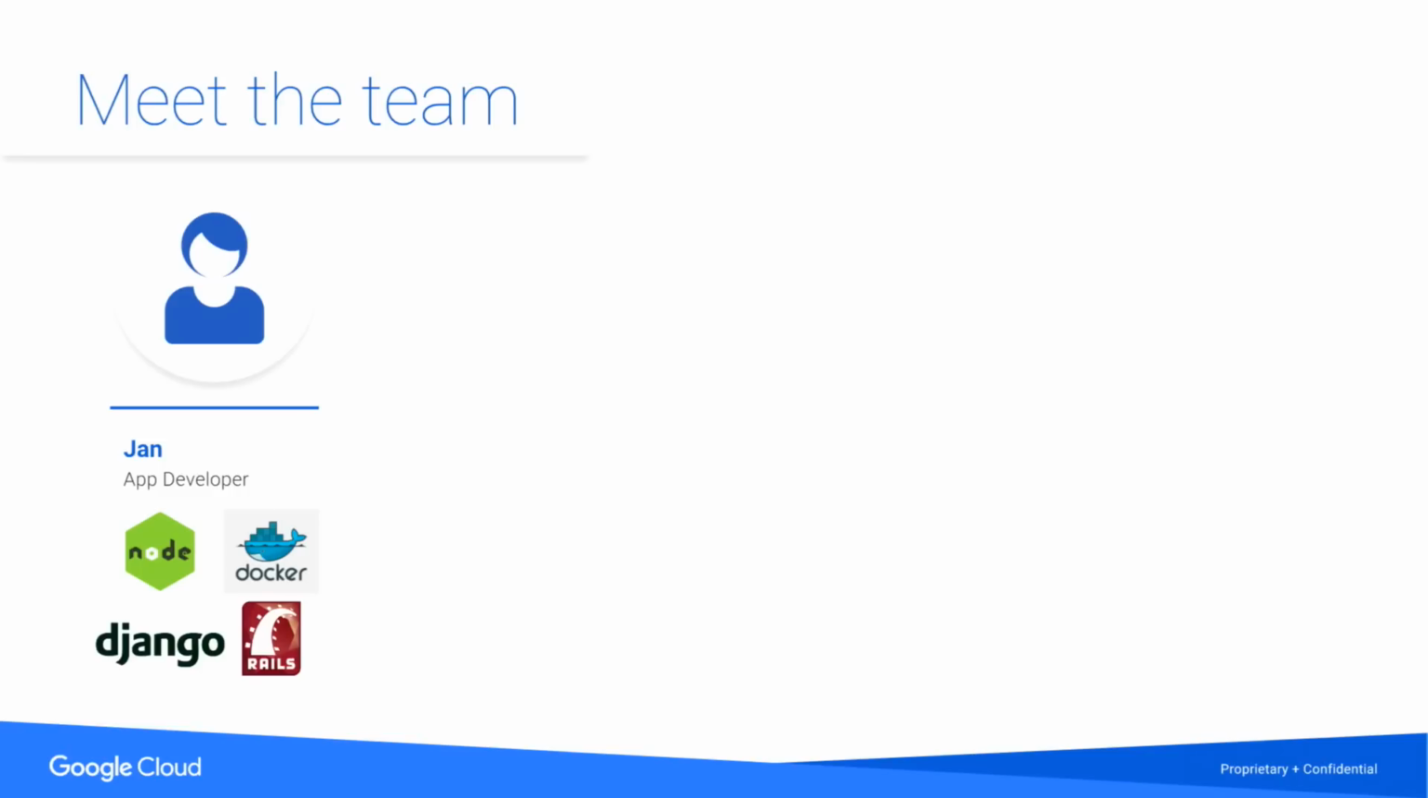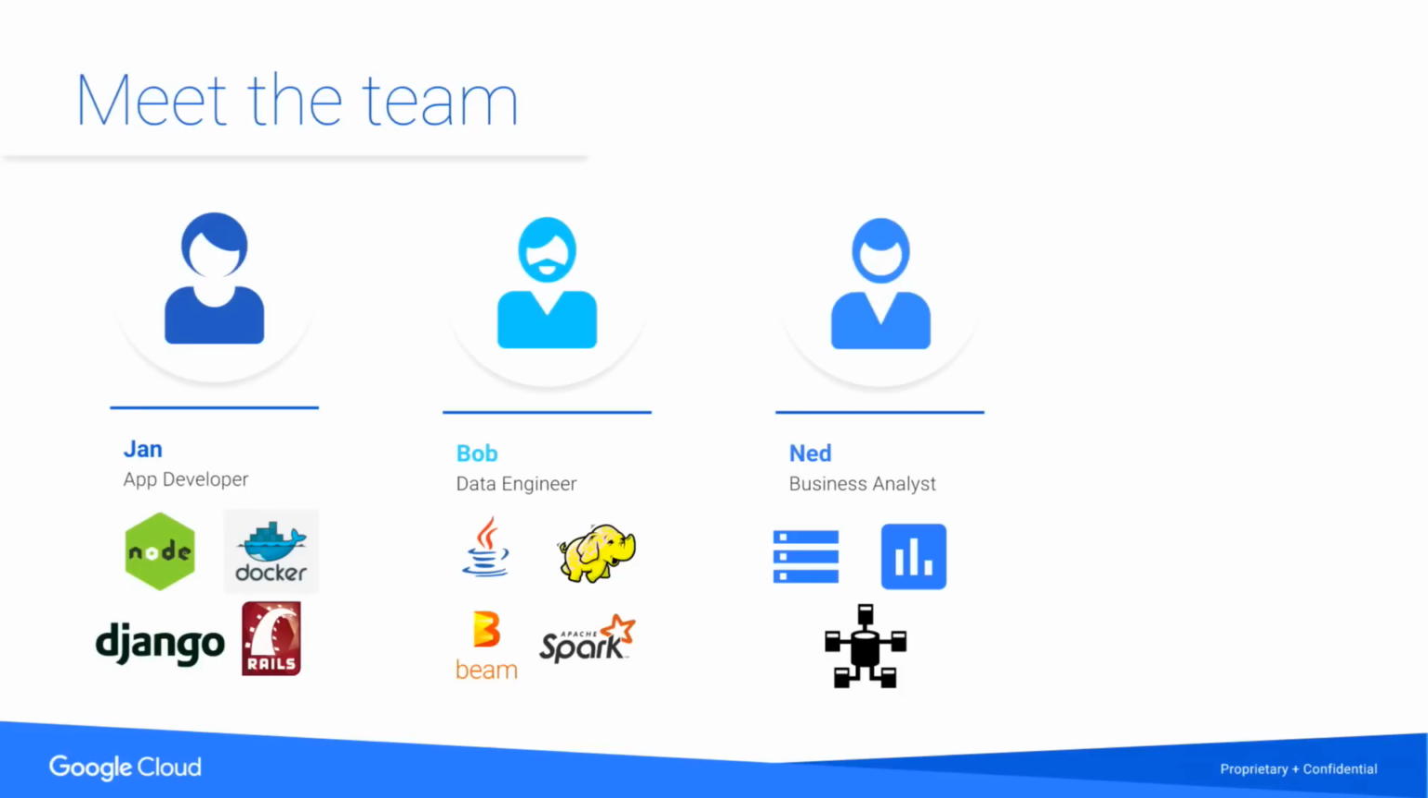So some of the tools that we might see people using: Jan might be familiar with being a polyglot developer. She's using JavaScript, Python, Rails. She's going to be wanting to deploy things using Docker containers. Bob, our data engineer, is going to be familiar with open source tools, Hadoop, Apache Beam, which is similar to the open source version of Dataflow, and then Apache Spark. And then Ned, our business analyst, is going to be used to using data warehouses. He's going to be interested in Data Studio and different reporting tools.